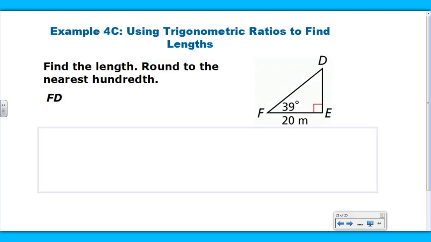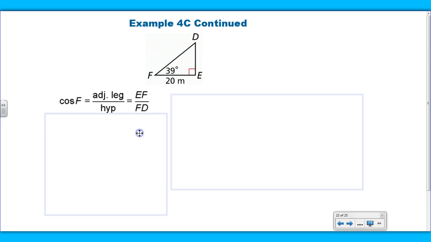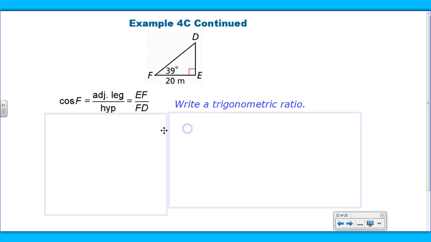Go ahead and pause the video, see if you can find FD. Come back and check. Okay, we have a 39-degree angle, and we have a known 20 meters, and we're missing FD, which is the hypotenuse. So we know the adjacent, and we're looking for the hypotenuse. Adjacent over hypotenuse, right? Cosine. We're looking for the cosine ratio here. So cosine of angle F would be FE over FD, and that is our trigonometric ratio.